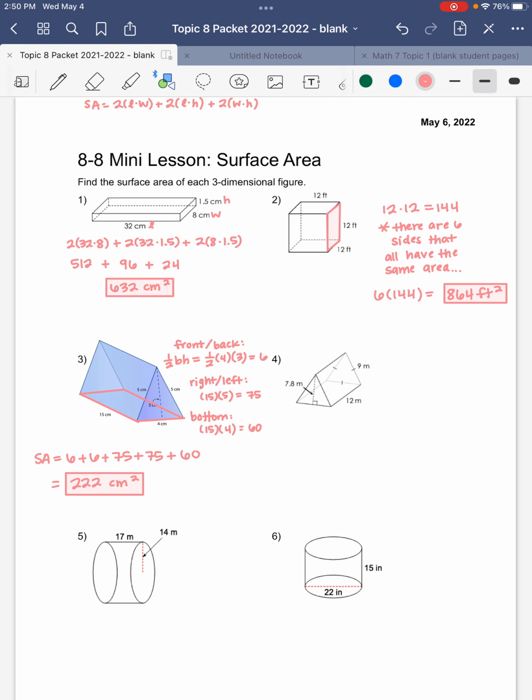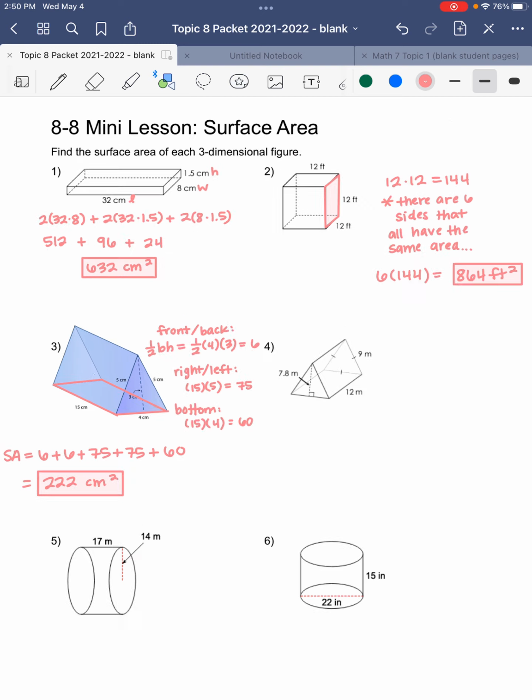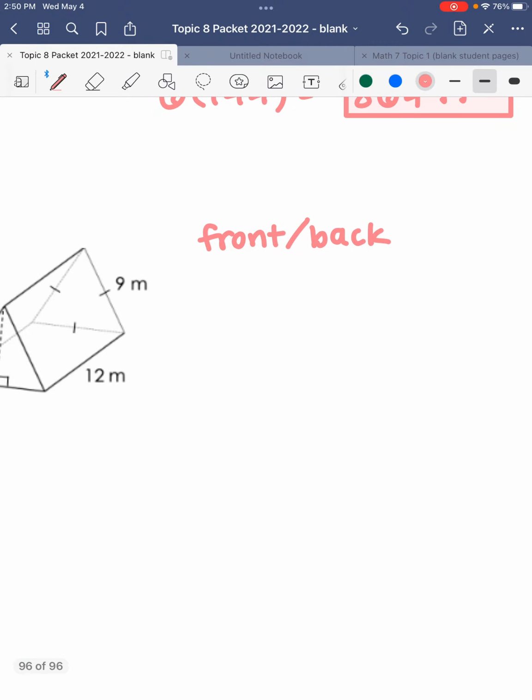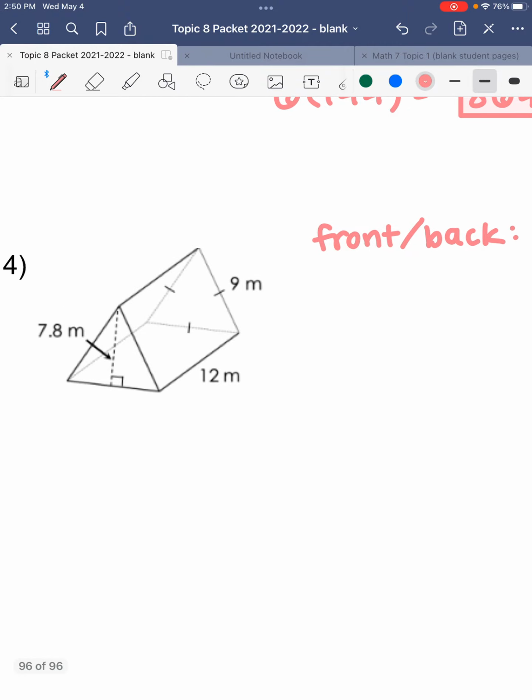Okay, we're going to do the same thing with number 4. So it's a very similar triangle that I have here, right? So we're going to start with our front and back, because our front and back are the triangles. Okay, so I'm looking at this triangle right here. Y'all know what I'm talking about, right?